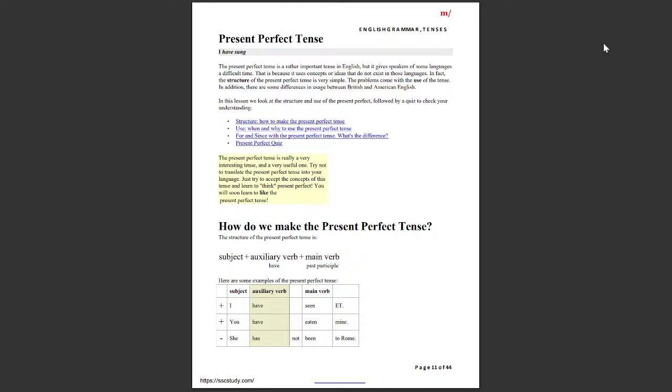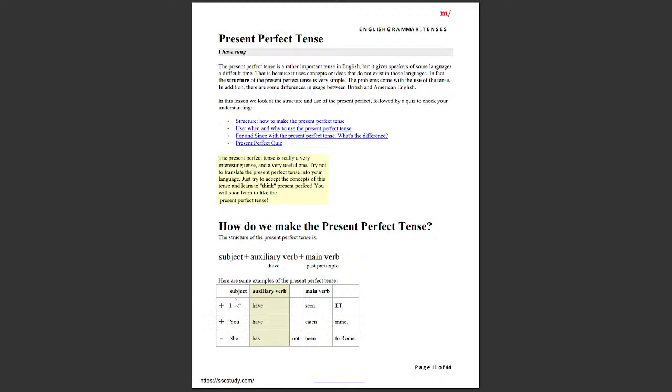So in the same way, we'll have an equation for the present perfect tense. The structure is first, subject plus auxiliary verb plus main verb. Okay, the main verb would be the past participle, and the auxiliary verb will be have. Okay, so the main equation is this: subject plus auxiliary verb plus main verb. So this is what. Okay, so here are some examples of present perfect tenses.